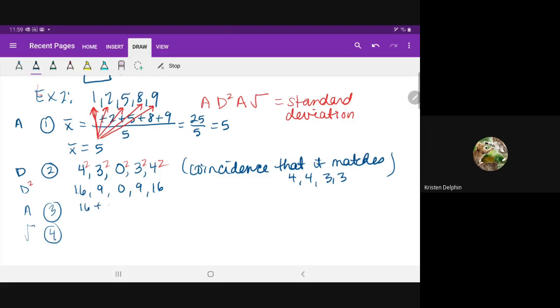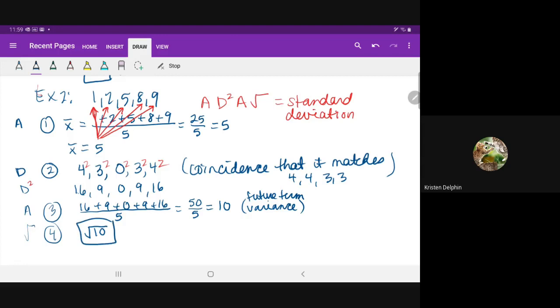A is what? We re-add them and divide by 5. So A doesn't stand for add. It stands for average. So that would be 25 plus 25 is 50. 50 divided by 5 is 10. So that's called the variance. And again, that's a future term, so you don't have to know that term this year. And then square root of 10 is your standard deviation. So this is your answer. Let me box it.